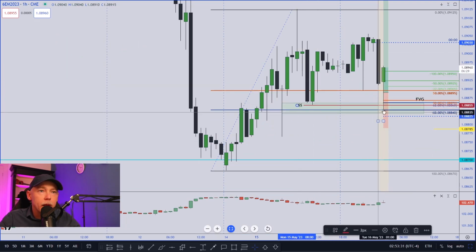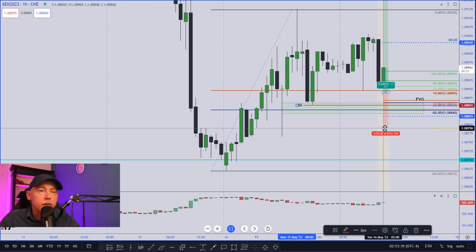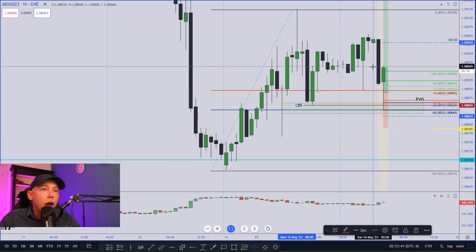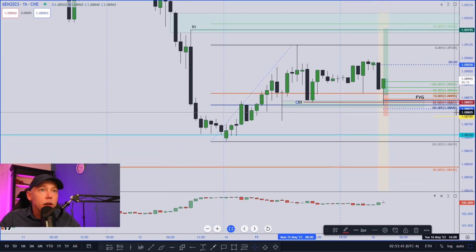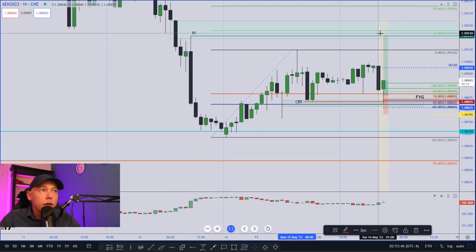So price came down, it took out them lows, and I was monitoring this then on a 1 minute and a 5 minute chart, and I was looking for my entry. I got my entry here. My stop is down here. And I'm just targeting this buy side area up here. Nice and easy, guys. Keep it nice and simple.